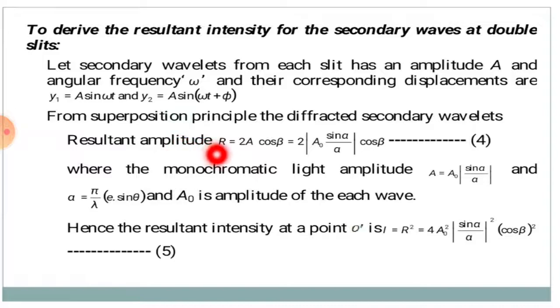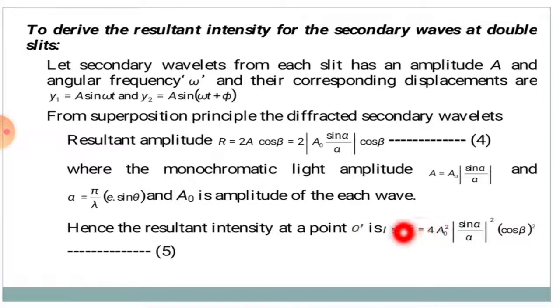Here intensity is the square of the amplitude. The resultant intensity I is equal to the square of the amplitude, which is 4 A naught square (sin alpha by alpha) whole square, cos beta whole square. So this expression gives the resultant intensity at any point on the screen in a double slit experiment.